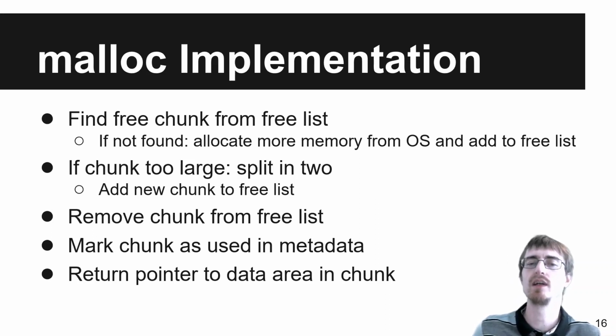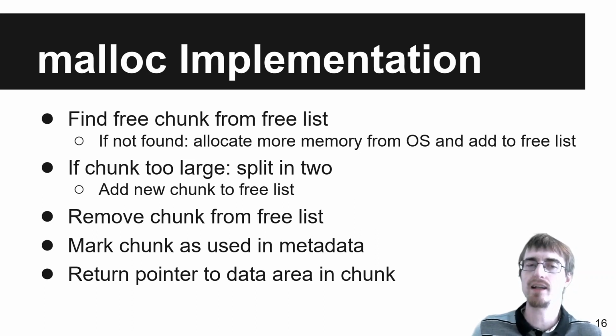If not found, then we simply allocate more memory from the operating system. So this new memory becomes a free chunk, which is also added to the free list. If a chunk is, however, too large, we split it in two. So if we have a huge chunk and we want to allocate only a small buffer, we take the small buffer from the chunk and make it into a separate chunk. So the new part of the chunk that is not immediately used is then added to the free list.